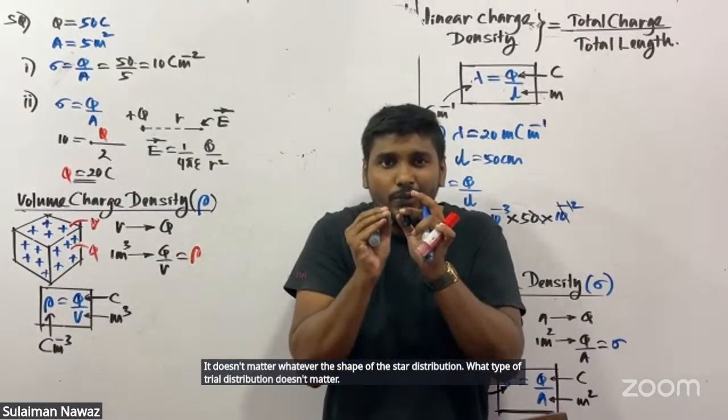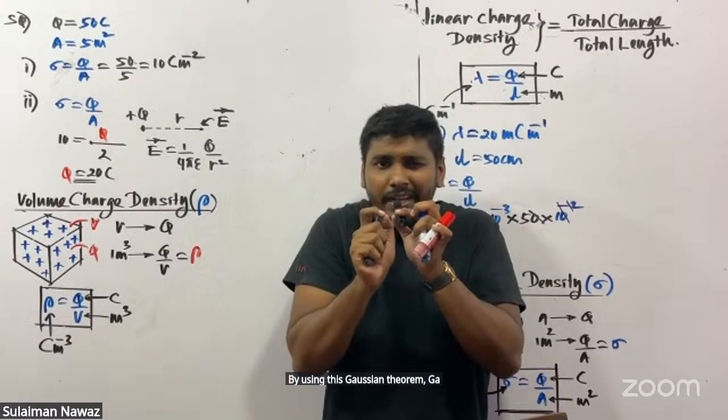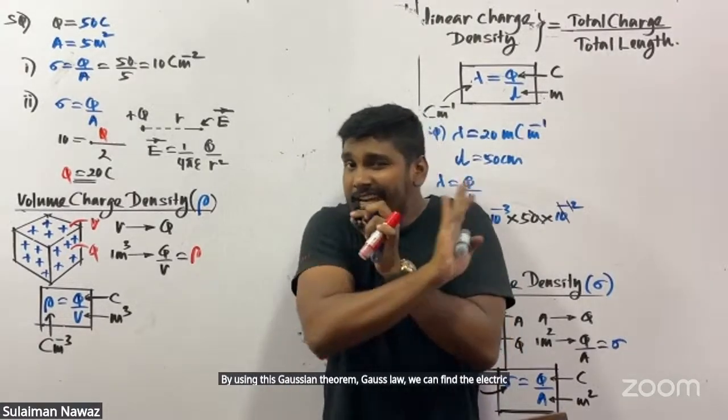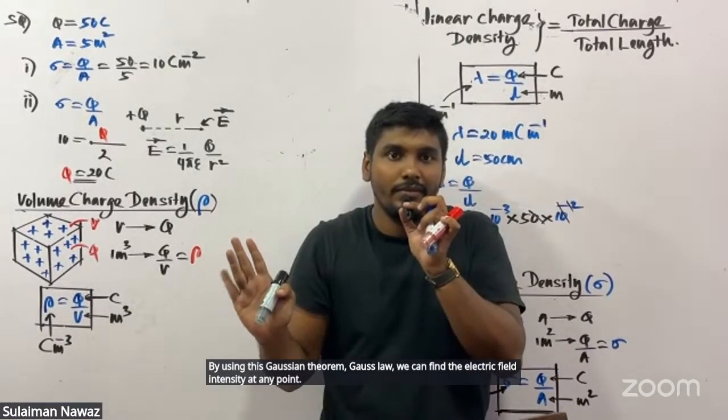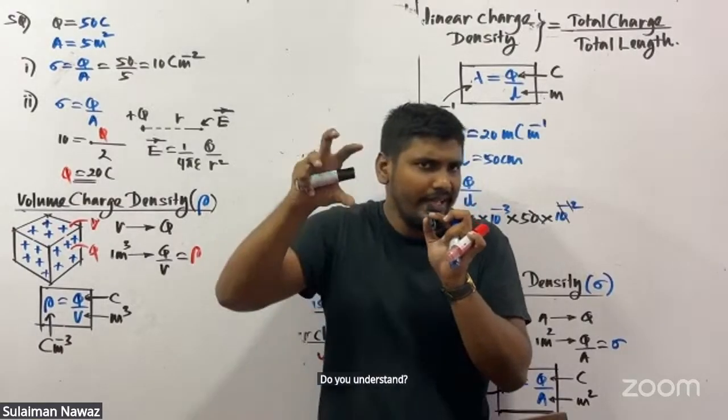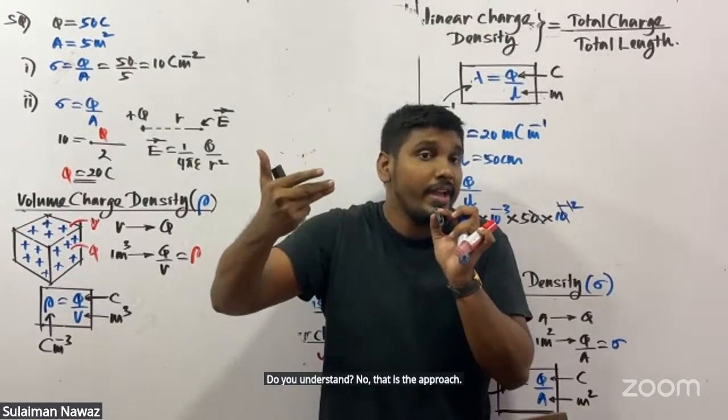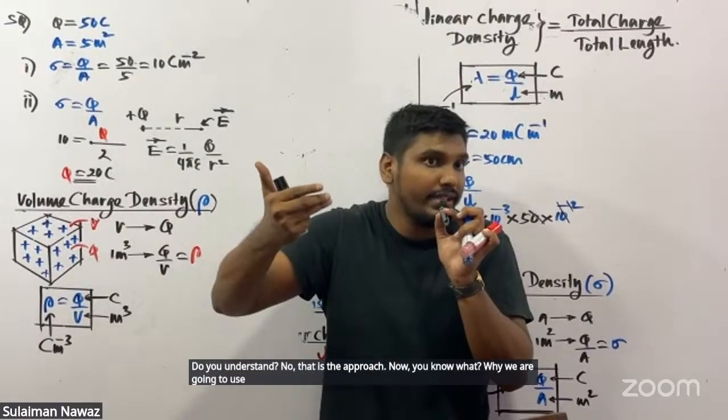By using this Gauss law, we can find the electric field intensity at any point. Do you understand? Now that is the approach. Now you know why we are going to use Gaussian theorem. Why are we going to use Gaussian theorem?